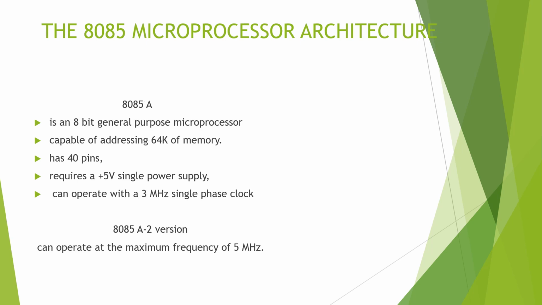The 8085A version is an 8-bit general-purpose microprocessor which is capable of addressing 64 kilobytes of memory and has 40 pins, requires a 5 volt single power supply and can operate at a 3 MHz single phase clock. But the 8085A second version can operate at a maximum frequency of 5 MHz.